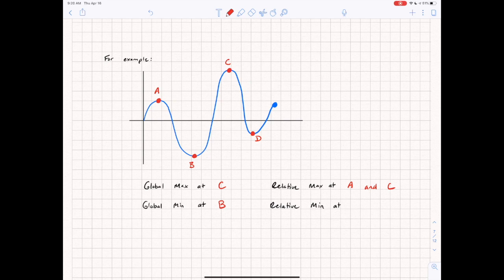Relative mins would therefore be D and B, because those are the lowest points in their respective neighborhoods.